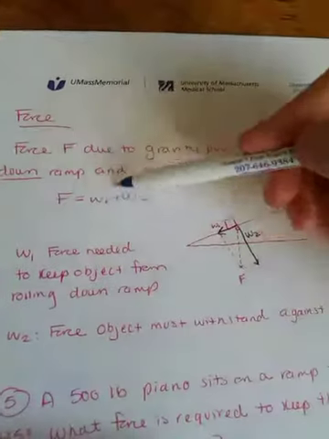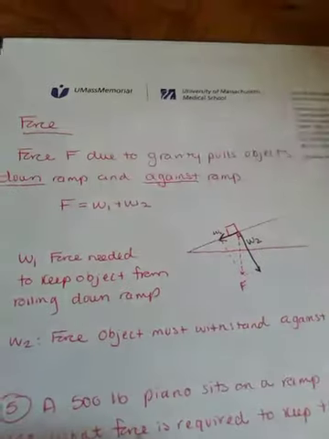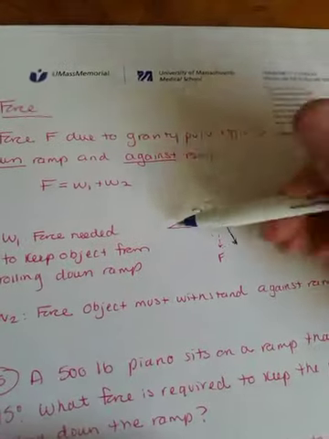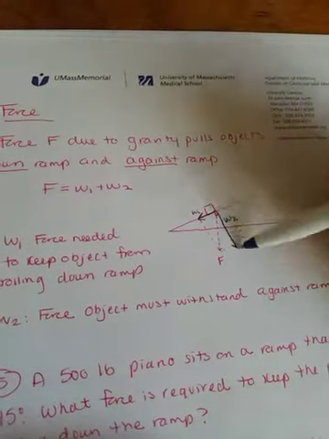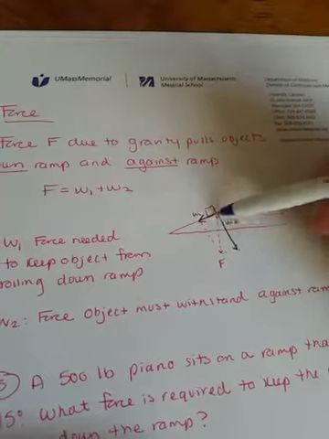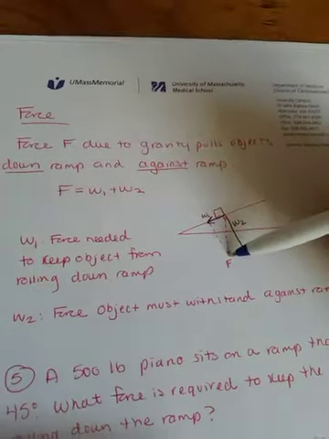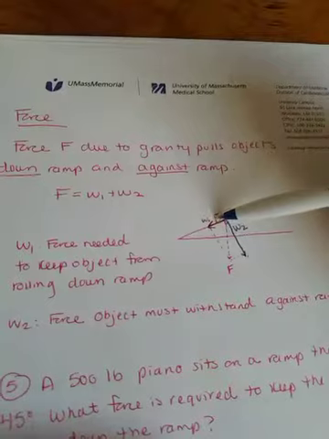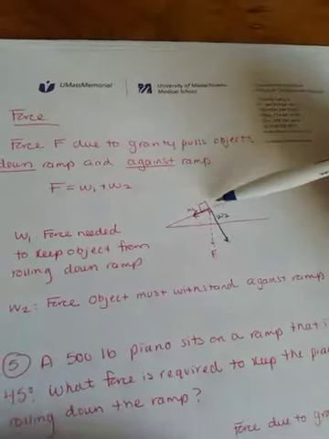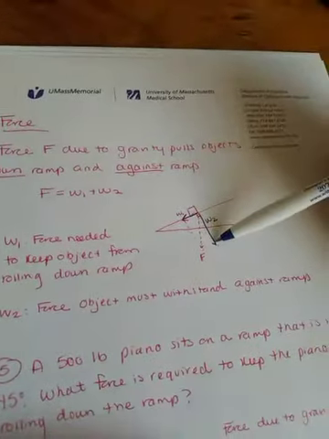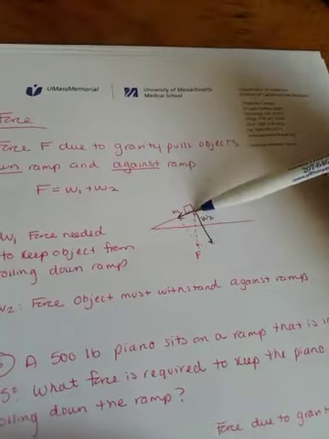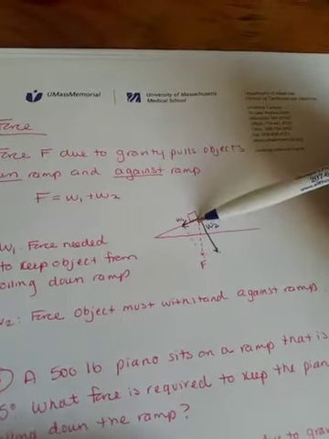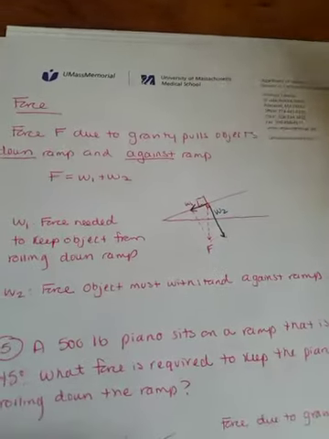Force can be thought of as W sub 1 plus W sub 2. So here's your visual. Here's the object on some ramp. You have W sub 2, W sub 1, and then the force of that object. W sub 1 right here is the force needed to keep the object from rolling down the ramp. W sub 2 is the force the object must withstand against the ramp. Remember, W sub 1 and W sub 2 are orthogonal, so they meet at a 90-degree angle.